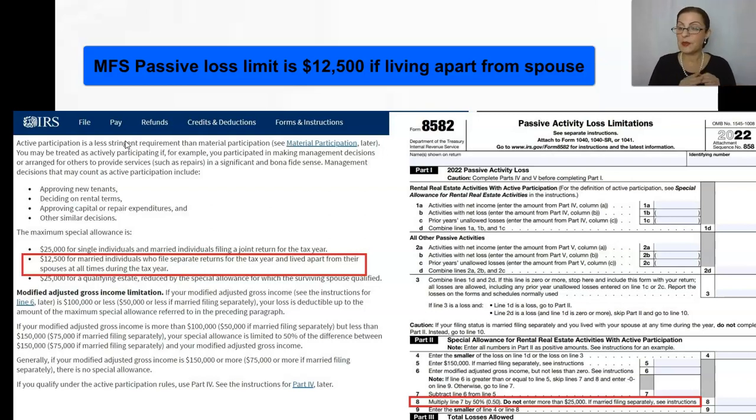Okay, so just because you're MFS doesn't necessarily mean you can't take those losses. It just means that you have to live apart from your spouse in order to take those losses. And if you do take the losses, then you get half of the AGI limit and half of the 25K loss limit. That's the most you could take.